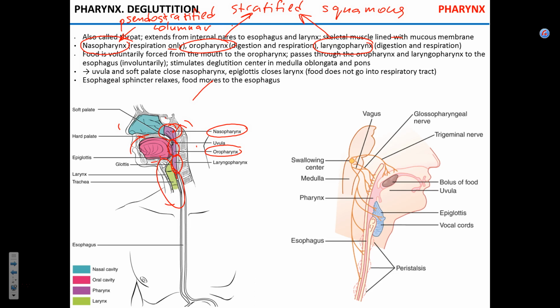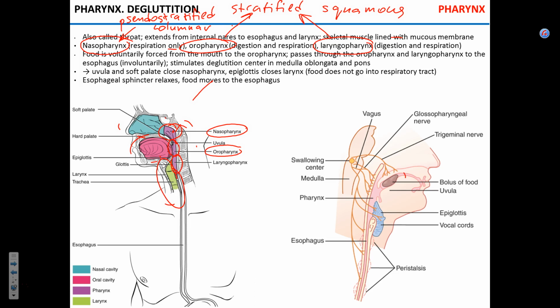Now, the main function of these two parts, the oropharynx and laryngopharynx, that we are interested in, because that's the digestive part, is what we call swallowing, or deglutition. Now, swallowing is a reflex, which is initiated by a voluntary move. You understand, you can swallow when you want to, right?